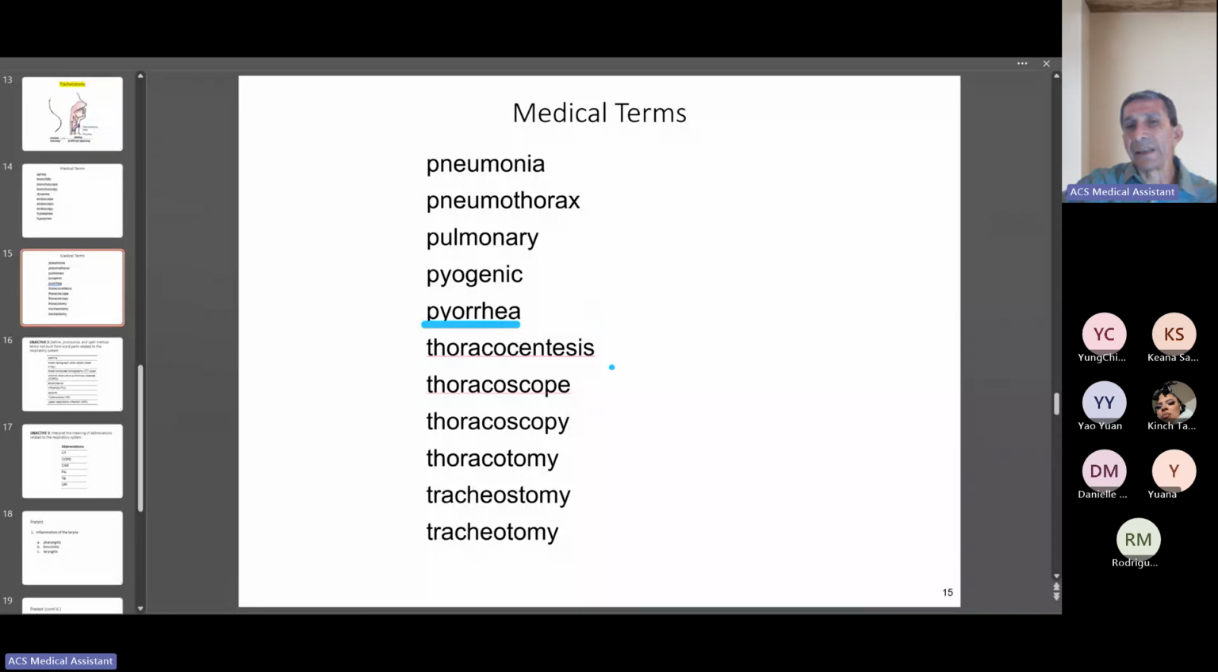Here we have again thoracocentesis. Remember, centesis is the suffix. O is the combining vowel. Thorac is the word root. So this is a surgical procedure when we do a puncture through the skin through the lungs to remove some fluids.